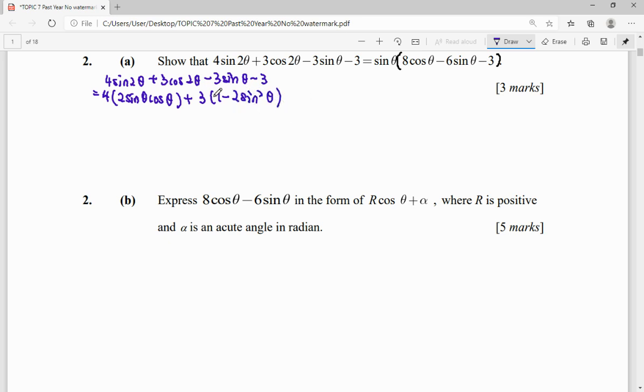Why we apply this? You can see we are going to try to simplify so that each term of it consists of sine theta that we can see in our answer. Sine theta is already factorized out. So we try to maintain it in terms of sine. So that's why for cos 2 theta, we will choose 1 minus 2 sine square theta.